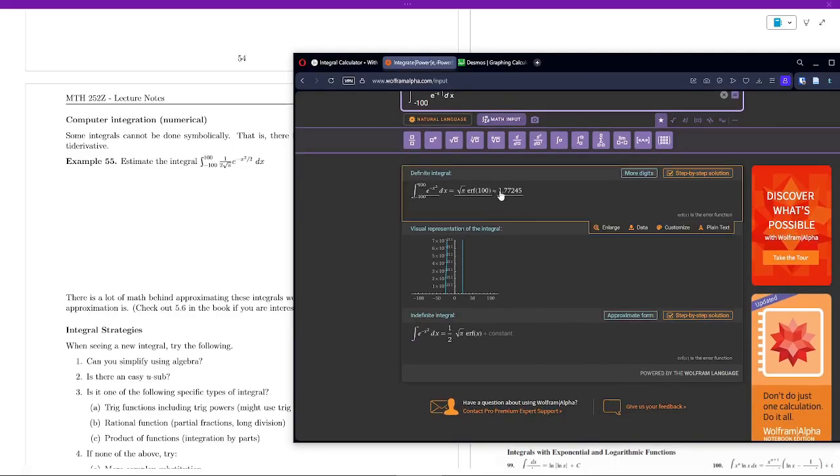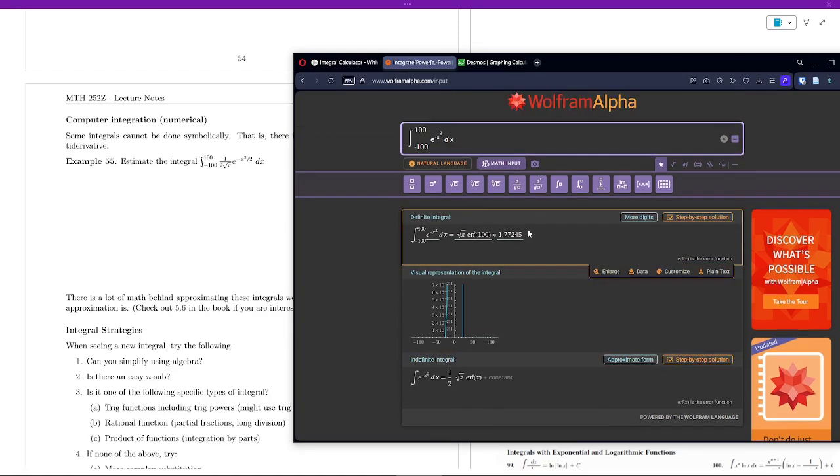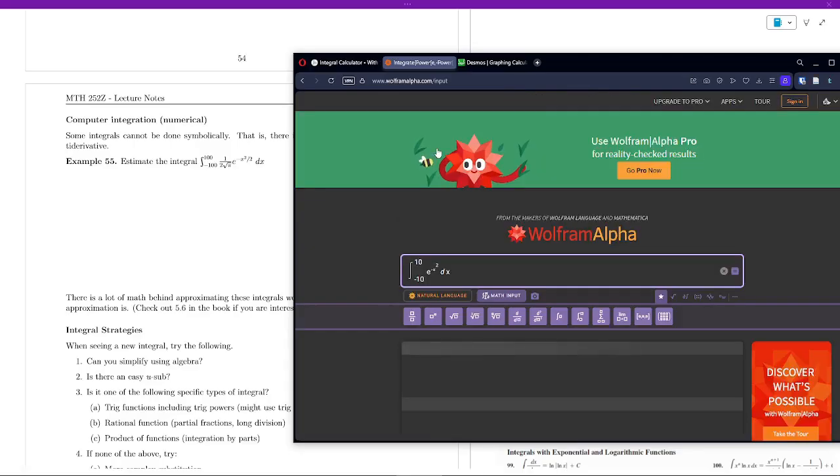Instead, we get this number, 1.7. How did it get the number? In the background, it did some sort of adding up rectangles thing to get an estimate. This ERF thing, you can look it up if you're curious. It's basically just a name for this function, so there's nothing new happening there. Yeah, so here you get 1.77. We can see what happens if we do maybe a different range, right?